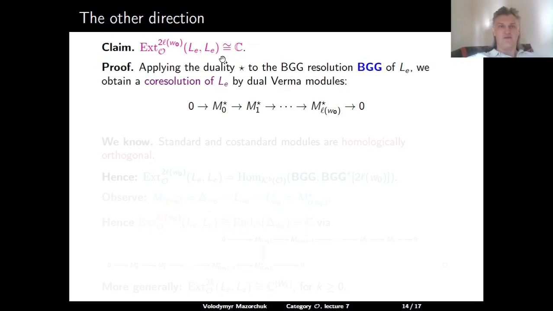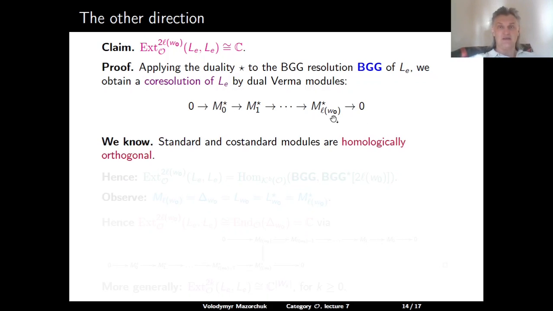To prove this, we apply the simple preserving duality on O to the BGG resolution of the trivial module which we constructed before. So this gives us a co-resolution of the trivial module. The trivial module is of course self-dual because the duality is simple preserving. So we get a co-resolution of the trivial module by dual Verma modules. So this is our co-resolution.